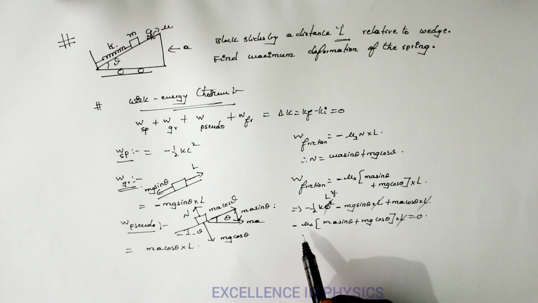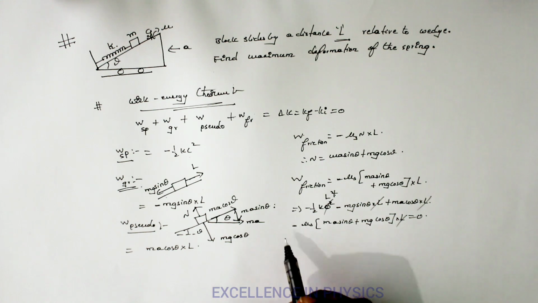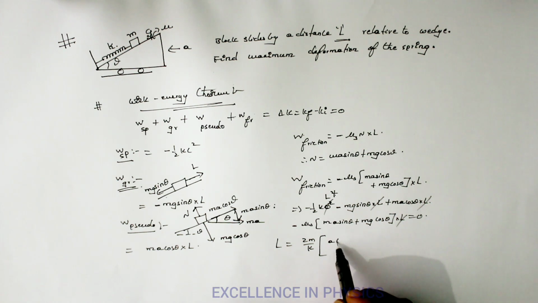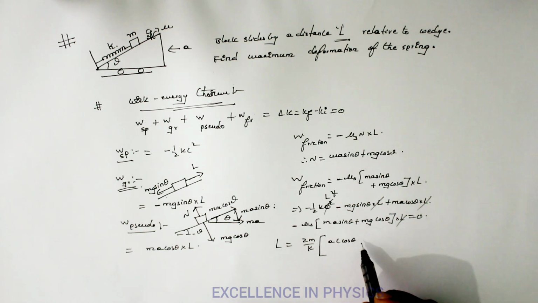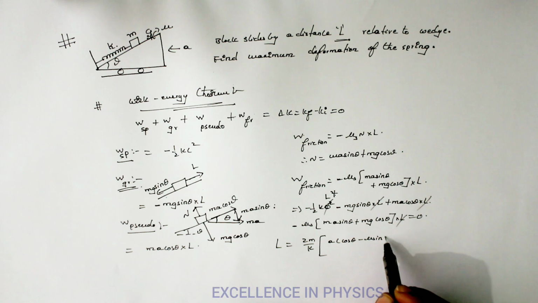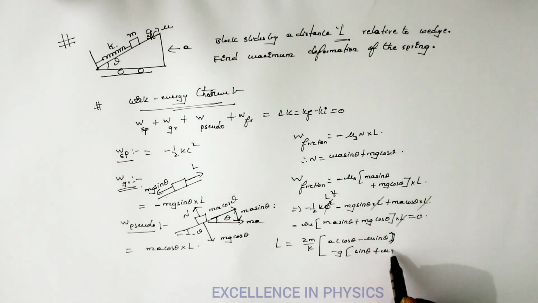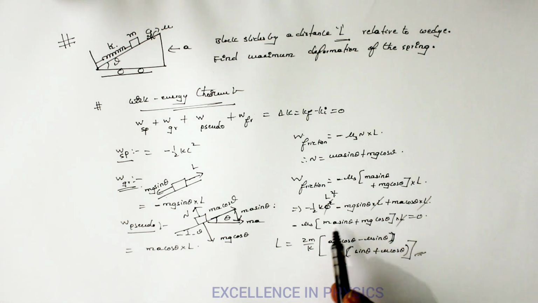So the equation of L which I must get here is L equals 2m by k into a into cos theta minus mu sin theta, minus g into sin theta plus mu cos theta. So this is the relation which I have to get. So I hope you can solve from here onwards.